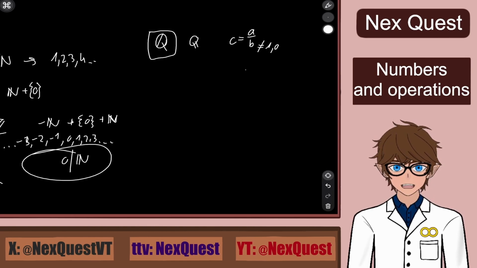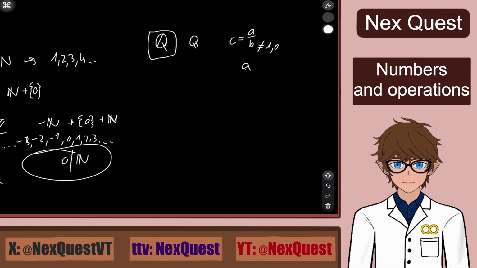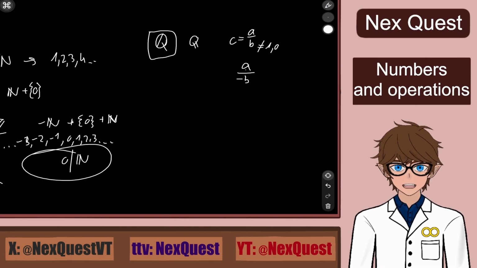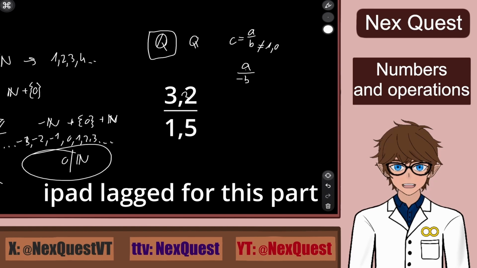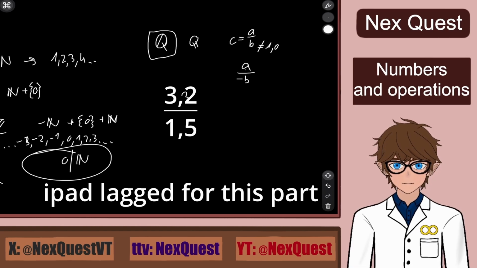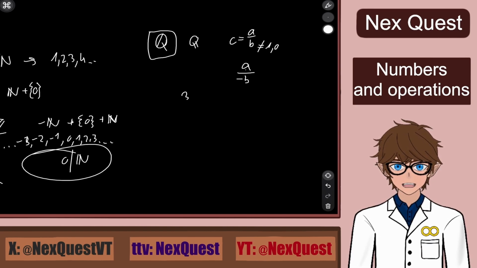Also, a and b have to be integers, so you can have a fraction of a divided by minus b or something. I don't mind that, as long as they are round numbers, which means they don't have decimal points, as in 3.2 divided by 1.5, okay? A fraction would be 3/5, for instance.